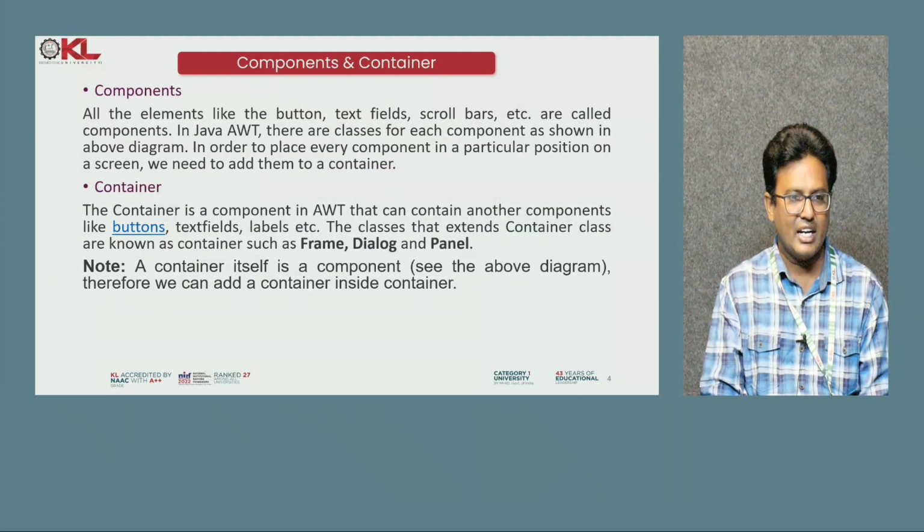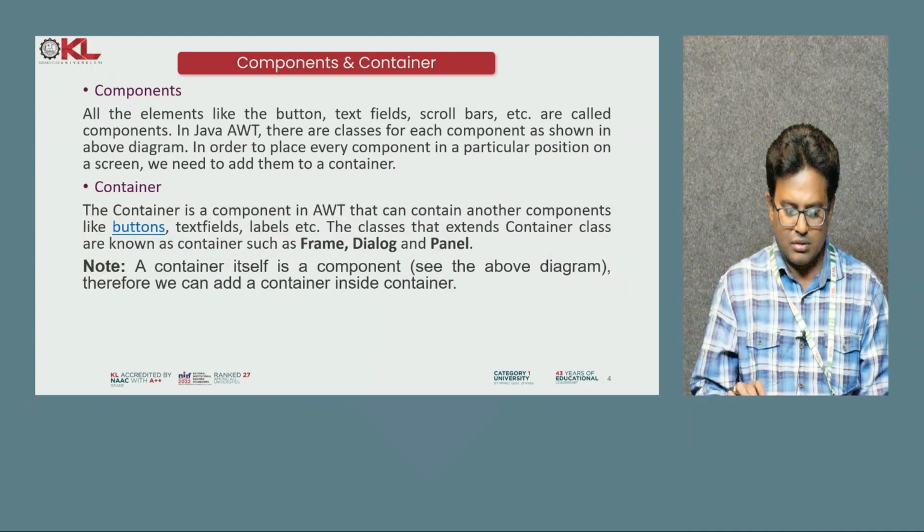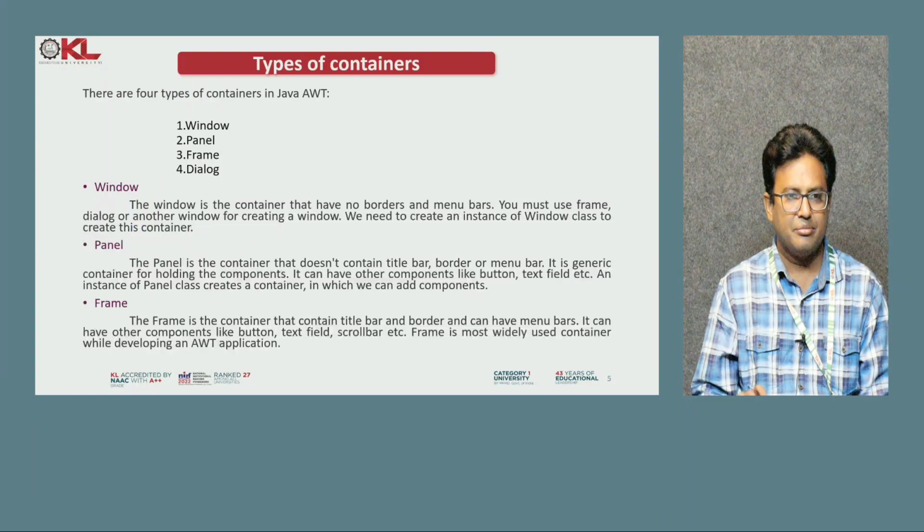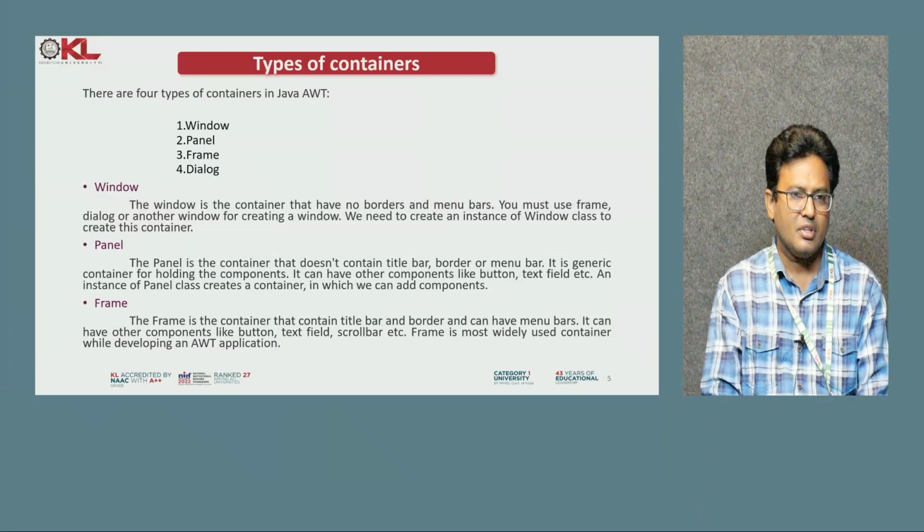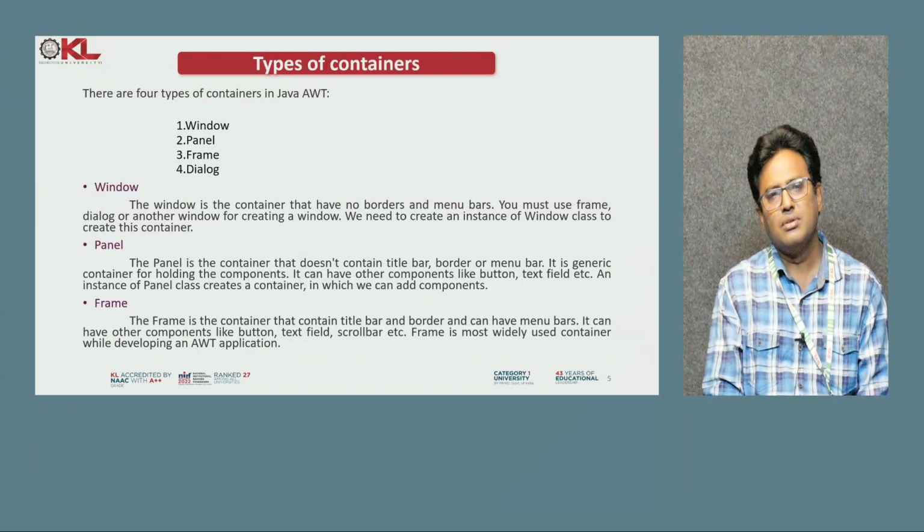Next, coming to the container, as I already told, in order to place all these components we require a container. That container we create with the support of frame. Even with dialog and panel you can create containers, but the most preferable one is creating the container with the support of frame. As I already told, container itself is a component. We have 4 types of containers. Those are window, panel, frame, dialog.